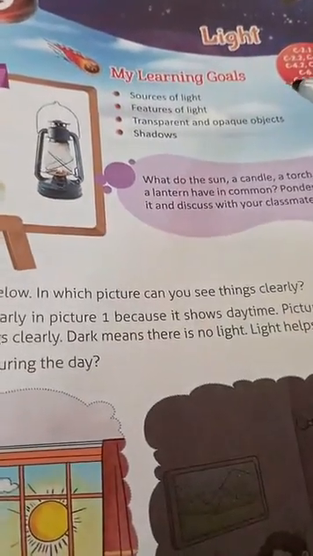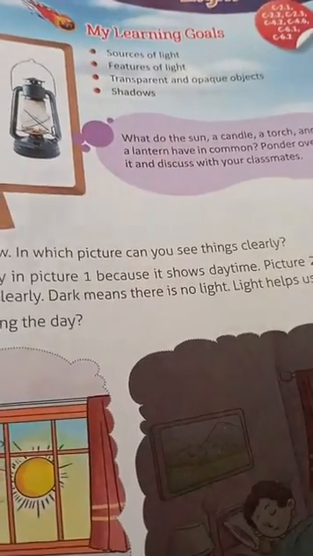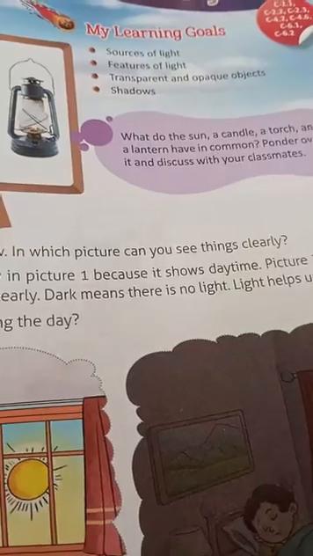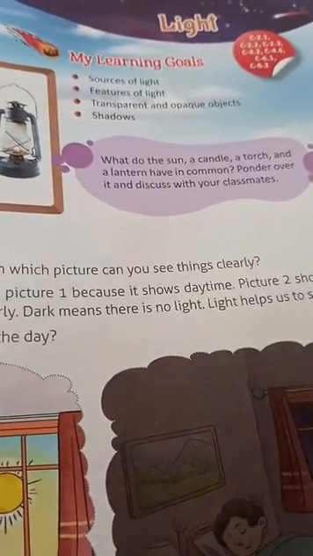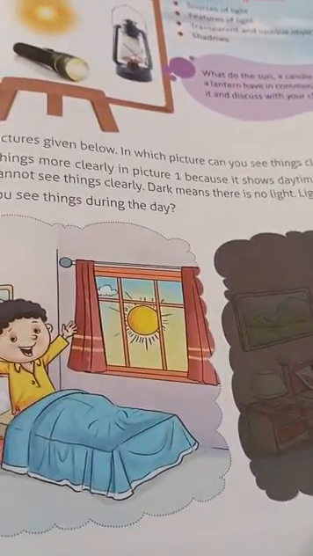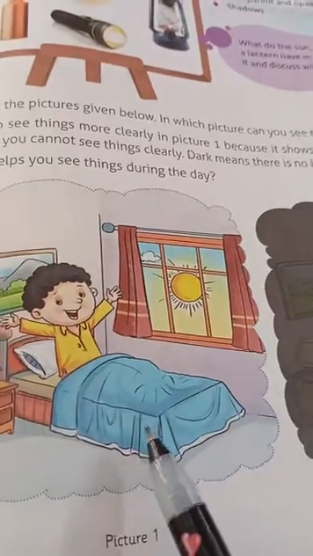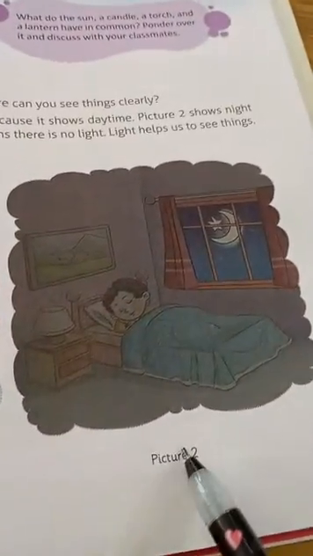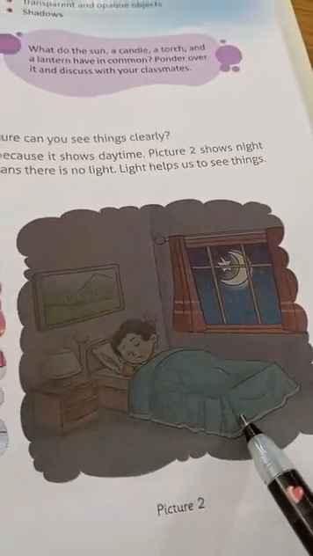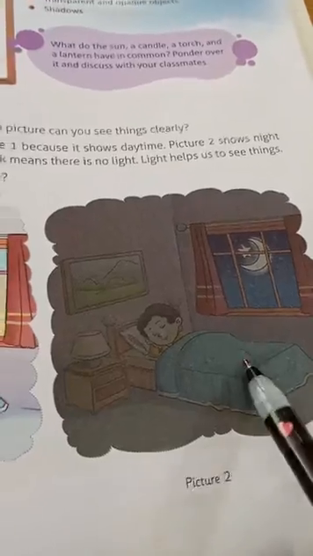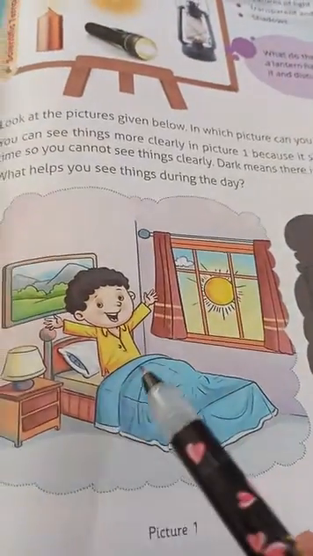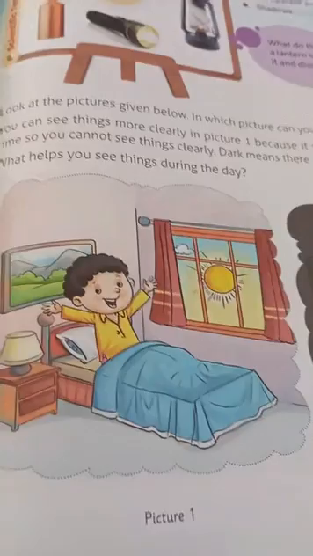Okay? Light. What is light? Light is that which helps us to see things clearly. In this chapter, here are two pictures. We can see all things clearly in picture 1, but in picture 2 we can't see all the things clearly because here it is dark and here is the light. So light helps us to see things clearly.